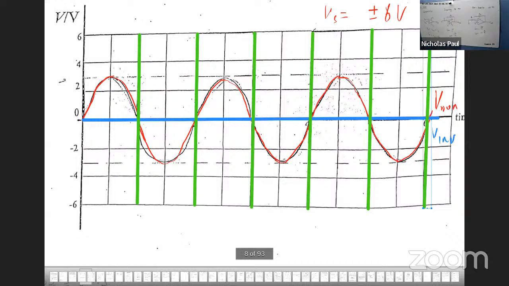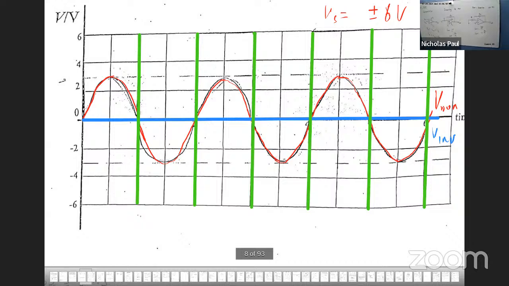Right. So Aaron, take a look at the first pairing. Take a look at this part here. Which is larger? The red or the blue? Red bigger, right? So if the red is bigger and the red is the non-inverting, what would the output be? Positive. In this case, supply is 6. So it will be positive 6.